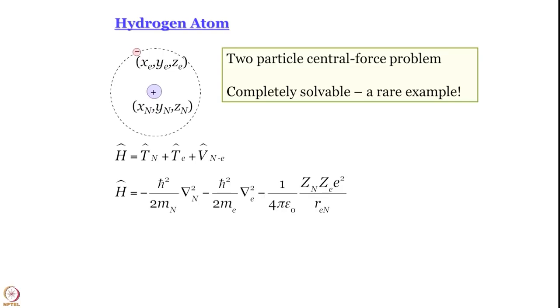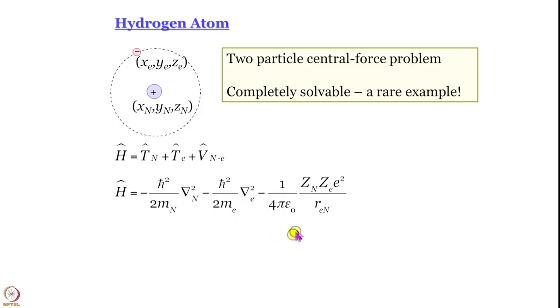Since we know what the kinetic energy operators are, we can expand a little bit. Instead of T_n, we can write minus h cross square by 2m_n del_n square. So del_n square is the Laplacian for the nucleus. Instead of T_e, we can write minus h cross square by 2m_e del_e square, e for electron.